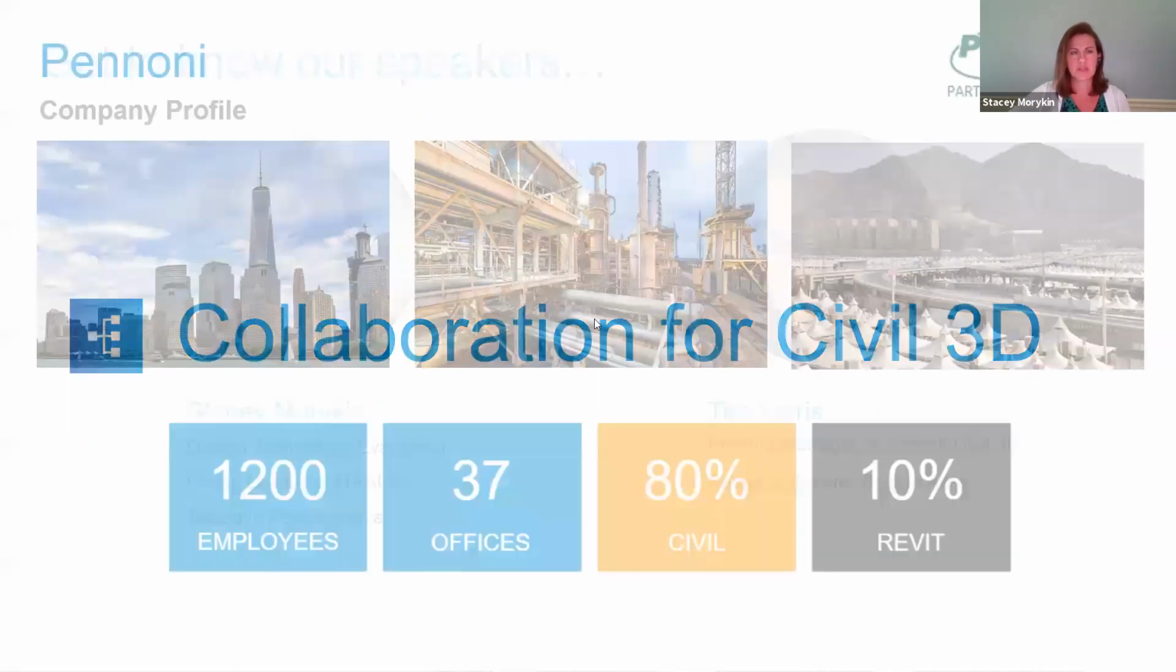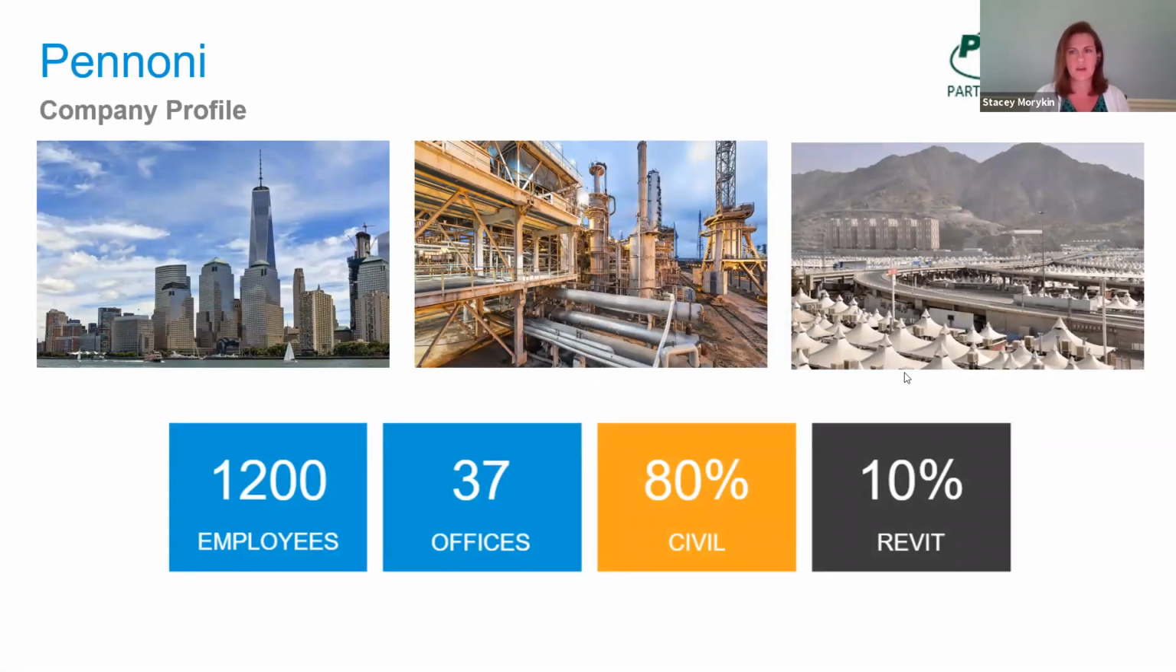Pannoni is actually a mid-sized engineering firm located all along the East Coast of the US. We have offices that span from Boston as far south as Miami and as far west as Ohio. So really, Mid-Atlantic does kind of cover most of our offices. We have about 1,200 employees, like I said, 37 offices. 80% of our business is on the civil side of things, which includes transportation, municipal, land development. And 10% is more on our MEP and structural markets.